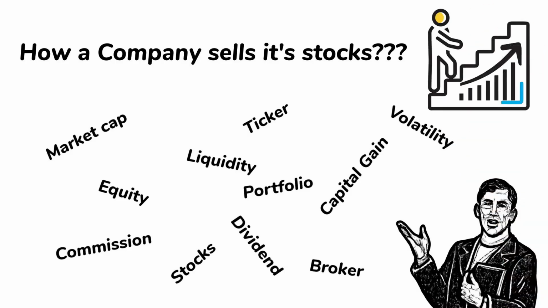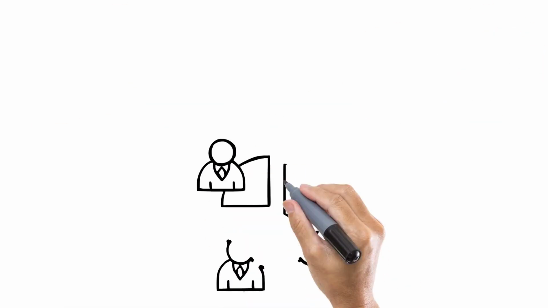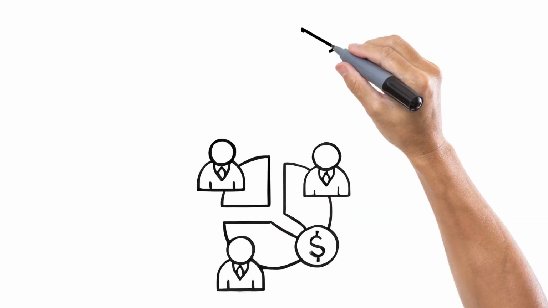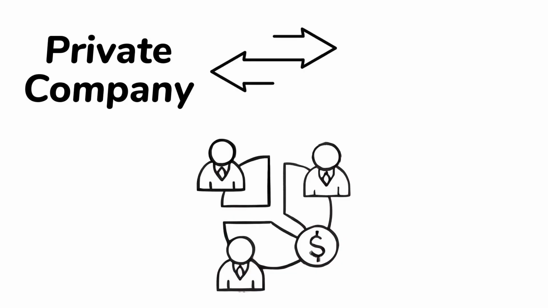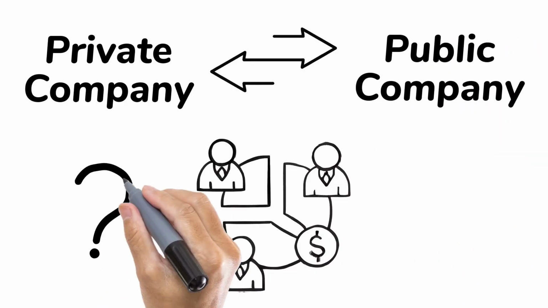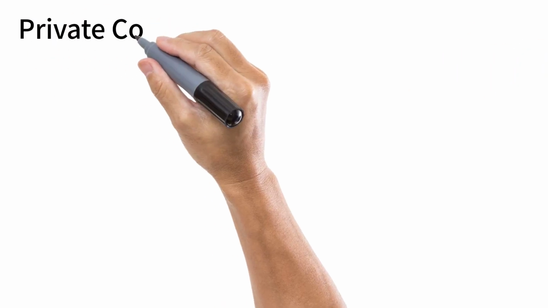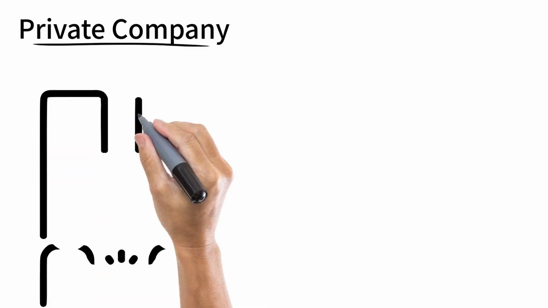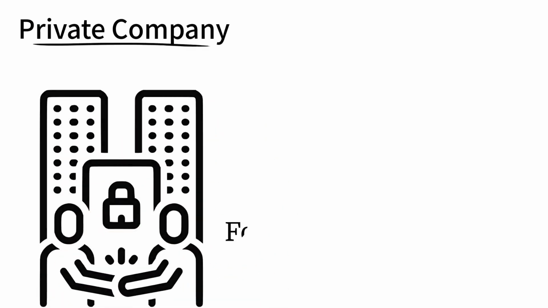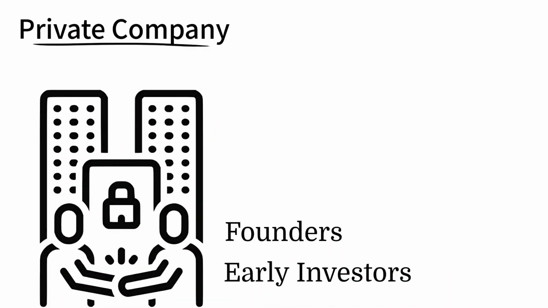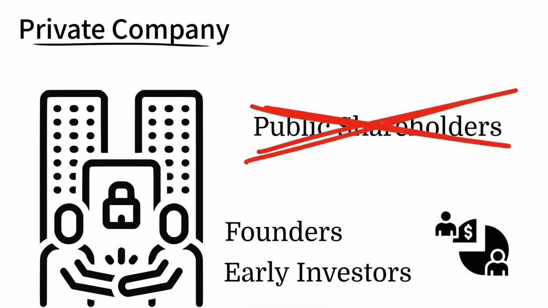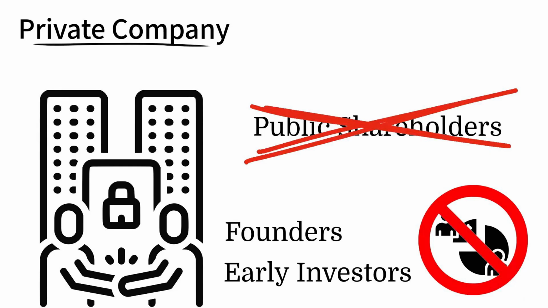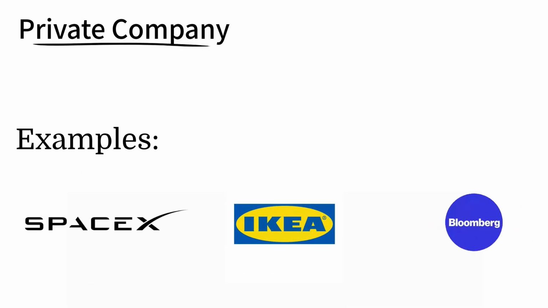Let's get started. Before a company can sell its shares to the public, it has to go through a big change. Let's break down what makes a private company different from a public company and why it matters for investors. A private company is a business that is owned by a small group of people, usually founders and early investors. A private company's shares are not available to the public, which means you just can't buy any part of that business ownership. Examples for private companies are SpaceX, IKEA, and Bloomberg.